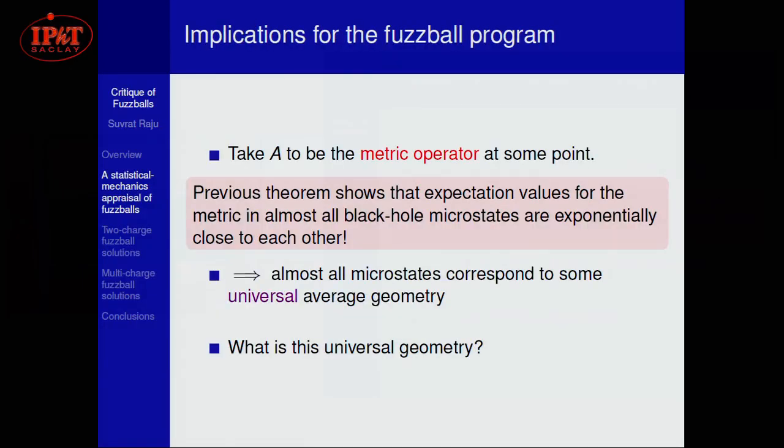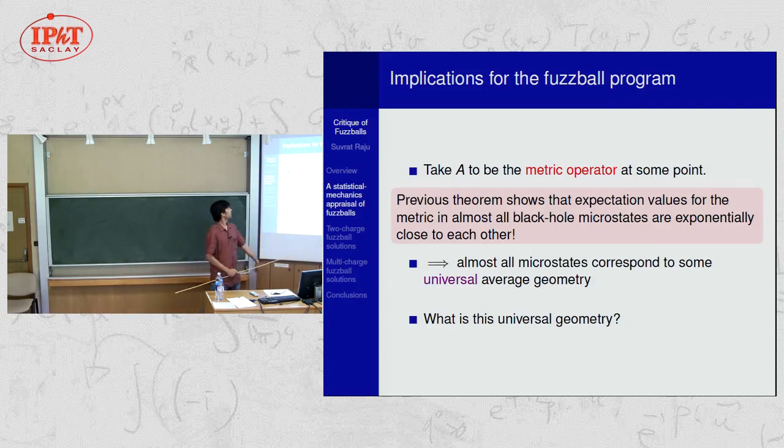Okay, what does this mean first for the fuzzball program? This may be something all of us agree with, but let's take A to be the metric operator at some point. Then expectation values for the metric in almost all black hole microstates, where I'm looking at superpositions of the kind I defined previously with the Haar measure, are exponentially close to each other. That means that almost any Haar typical microstate, which is almost all of the volume in the Hilbert space, corresponds to some universal average geometry, given by the metric value about which all of these values cluster. If you compute the metric operator in any black hole microstate, you get almost the same answer in one microstate as in another; the difference between them is exponentially small. So almost all microstates correspond to some single universal geometry.